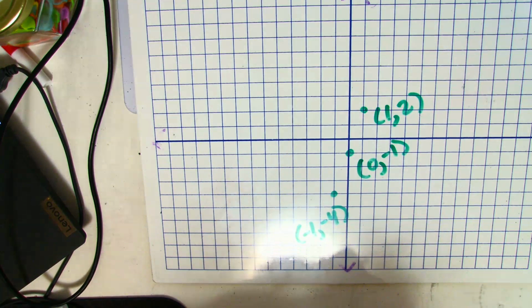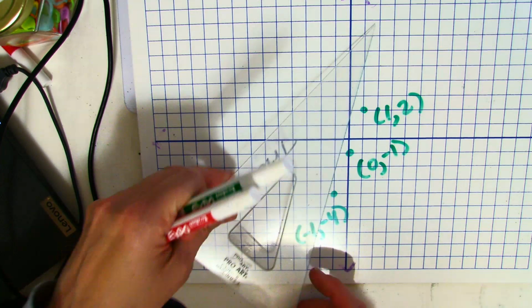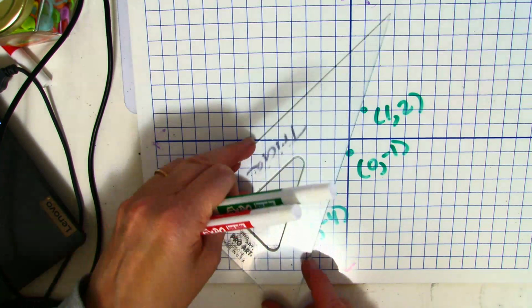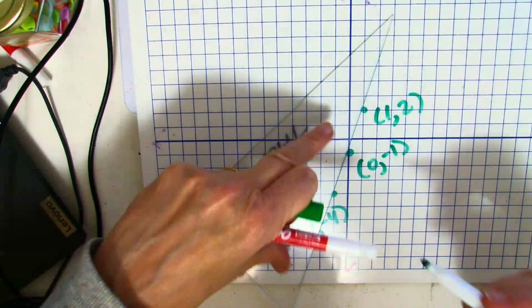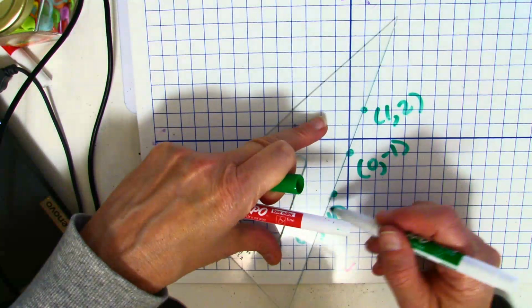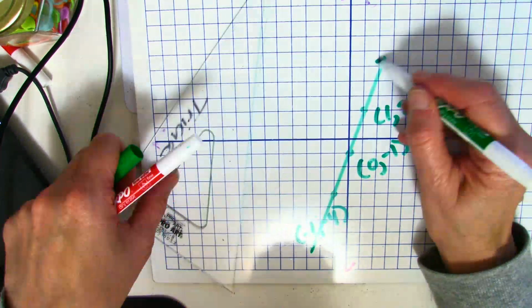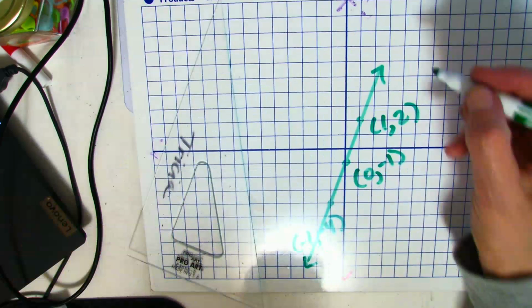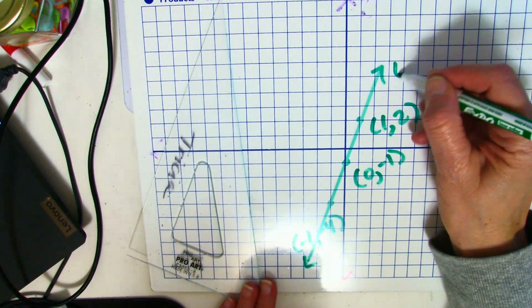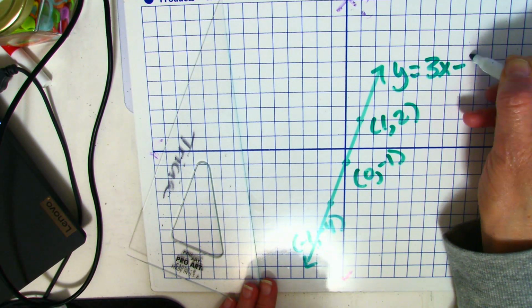and plot that point. Now I'm going to take my straight edge or my ruler and connect those 3 points and draw my line. On the ends, I'm going to draw little arrows. And lastly, I'm going to write my equation. Y equals 3x minus 1.